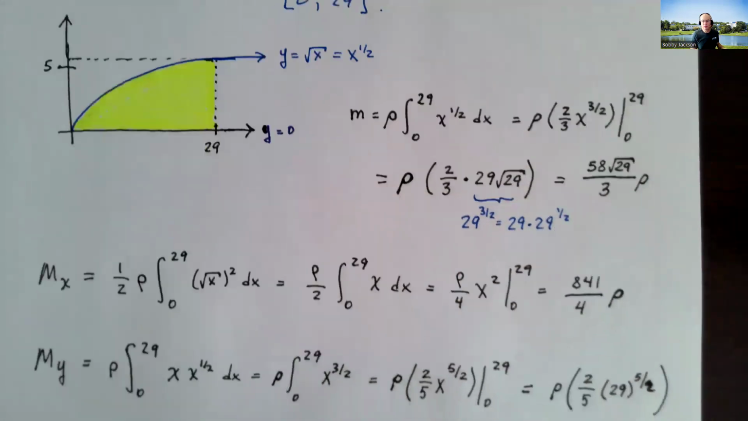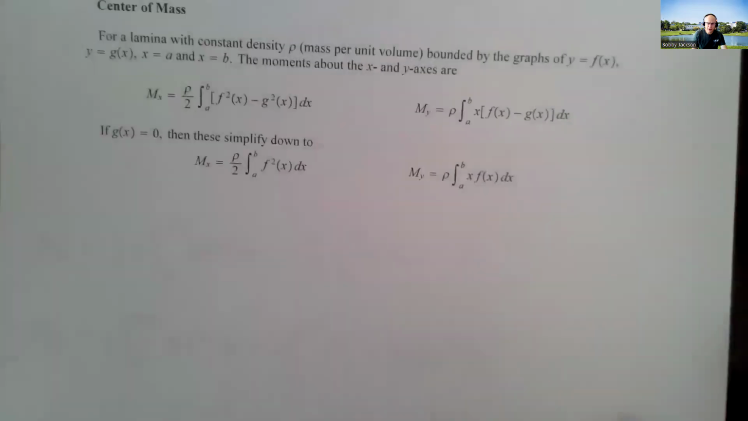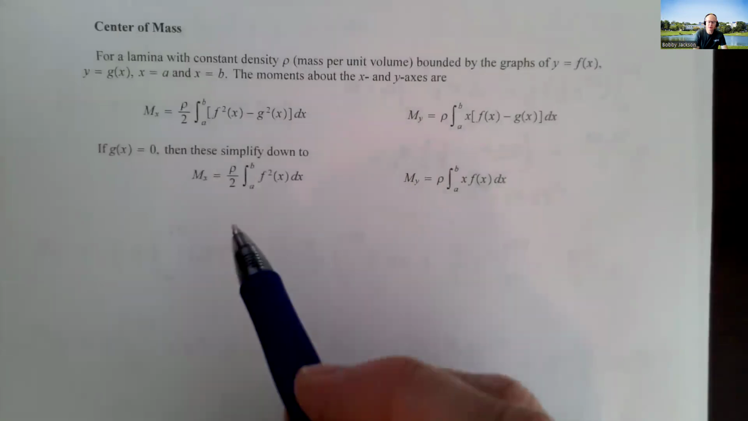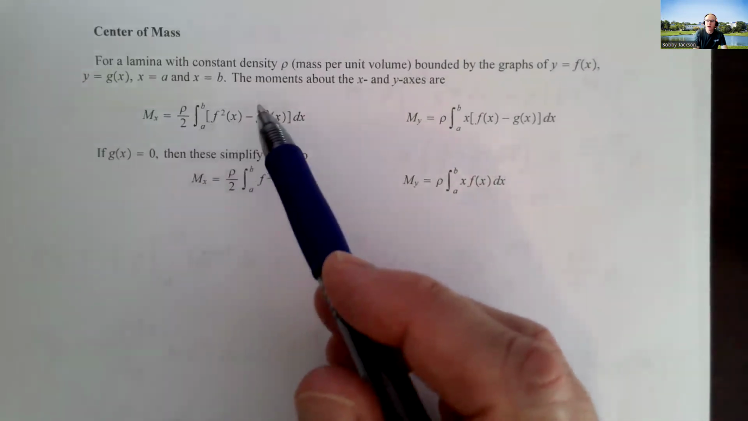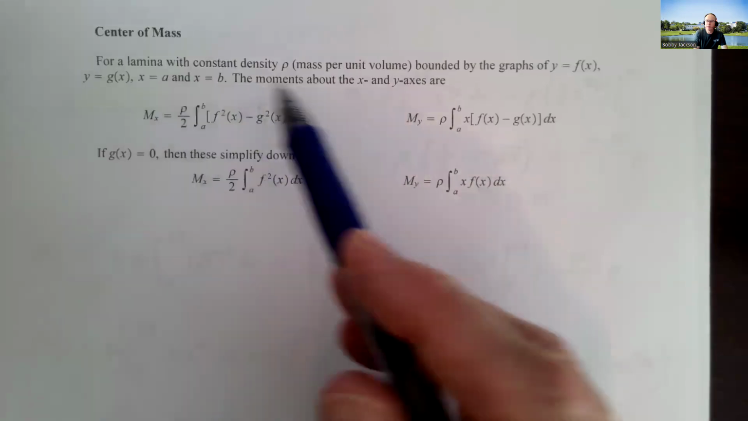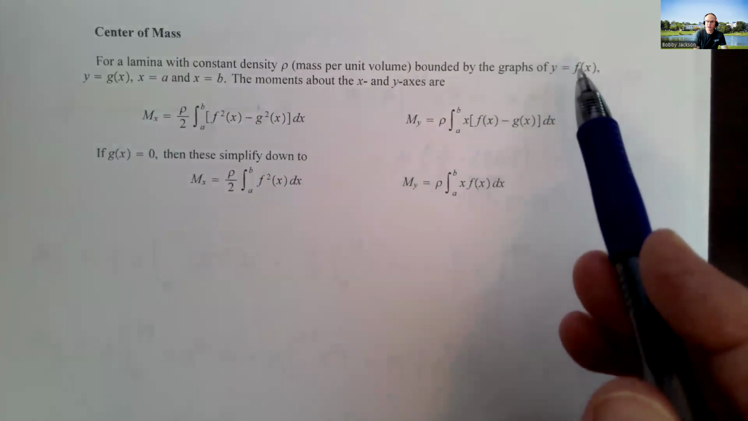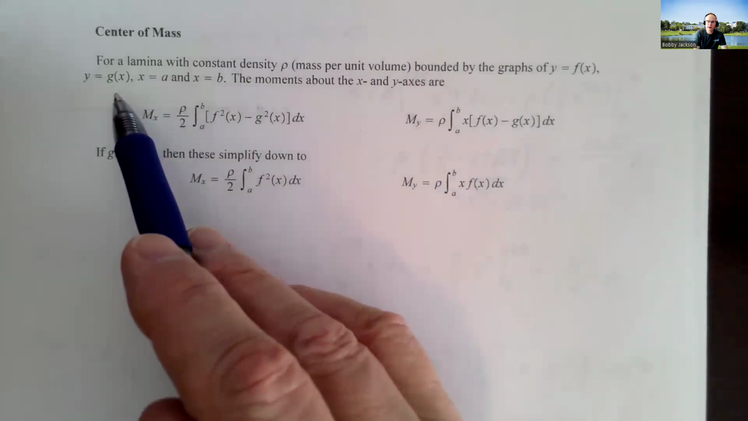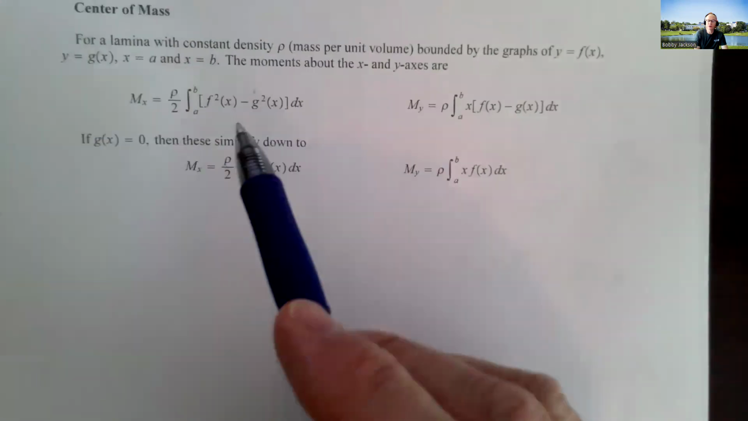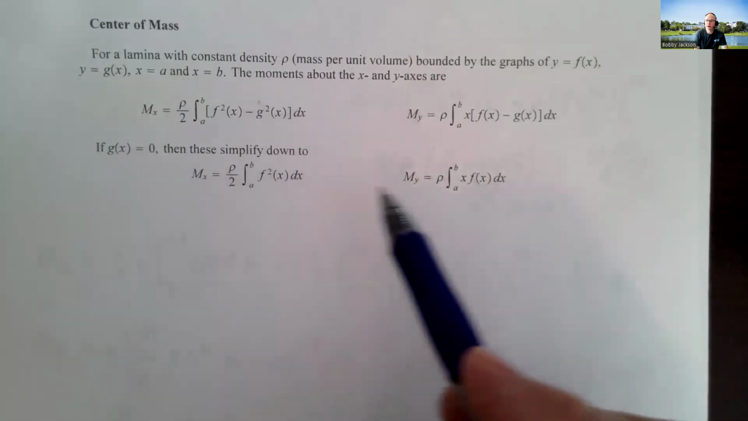Now I need to find the moments about the x-axis and the y-axis. And here are the formulas that I would give you on a test, for instance. And so we have formulas for the lamina that's bounded by the graphs of two different functions. Y equals f of x is the top function. Y equals g of x is the bottom function. In our case, g of x is just 0, right? Y equals 0. And so these equations here simplify down to this, right?